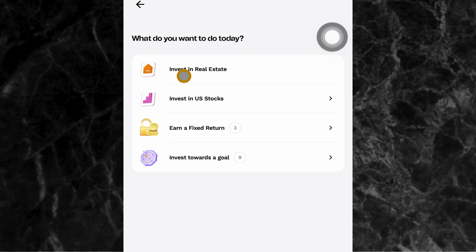Now, once you click on it, it will show you the different forms of investment that they have on the app. So you can see, what do you want to do today? Invest in real estate. That's the first form of investment. Number 2 says invest in US stocks. And number 3 says earn a fixed return.